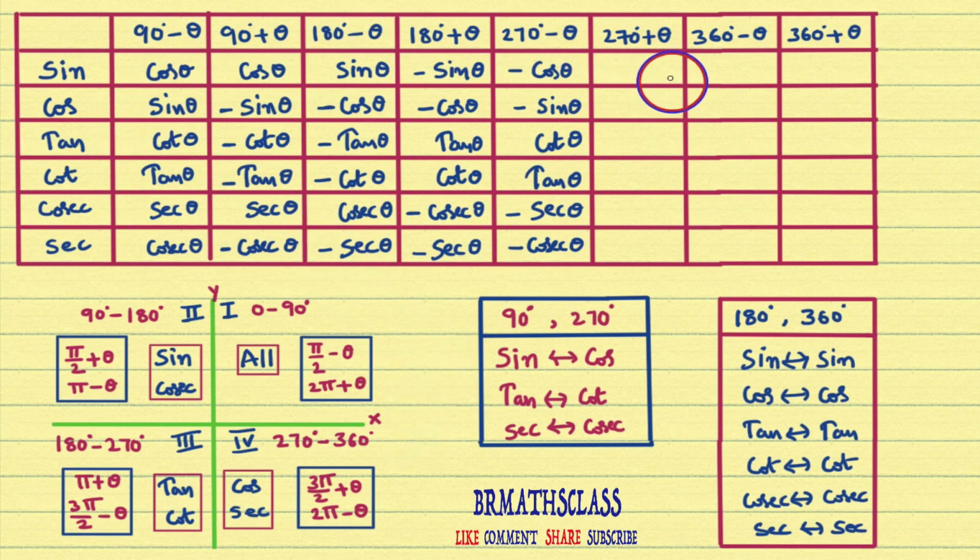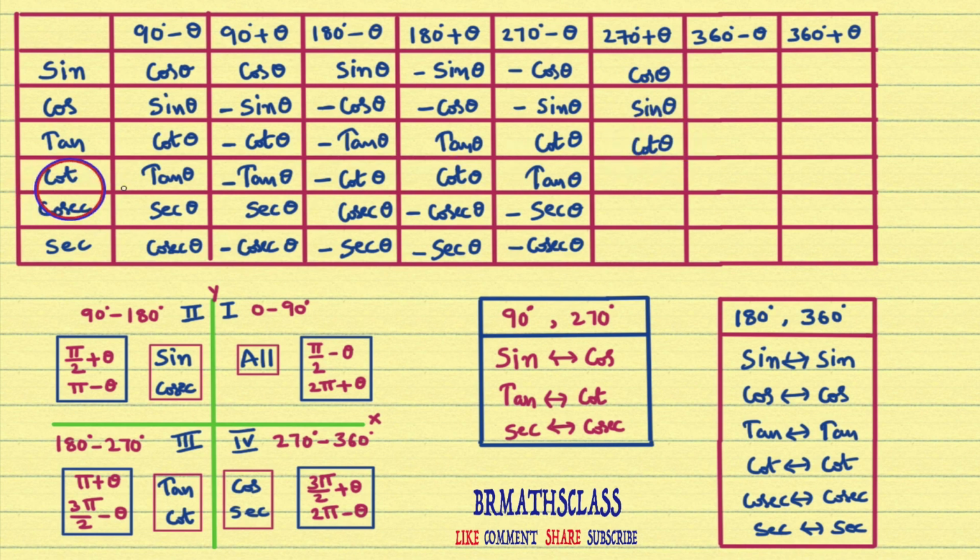Now you see here, I want to write all those functional values first. Later I'll write the signs. Okay, we'll do these three things a little different way. 270 degrees is there, now sine changes to cos theta. 270 degrees is there, cos changes to sin theta. 270 degrees is there, tan changes to cot theta.